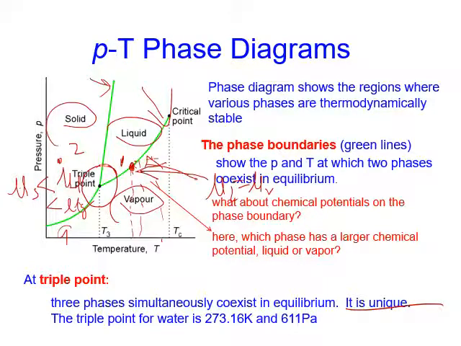For example, for water, the triple point is 273.16 Kelvin, 611 Pascal. You cannot change the triple point. You can change melting point. You can change boiling point. If you change pressure, boiling point changes, but you cannot change the triple point. All right, it's determined by nature.